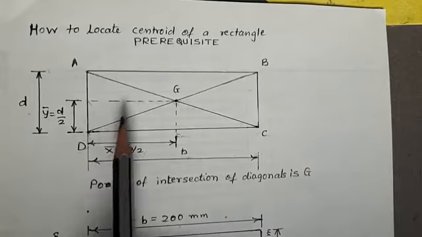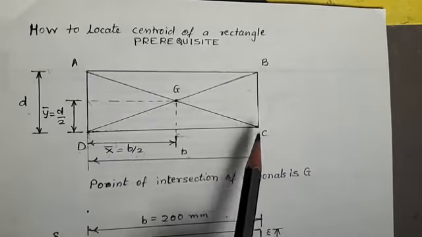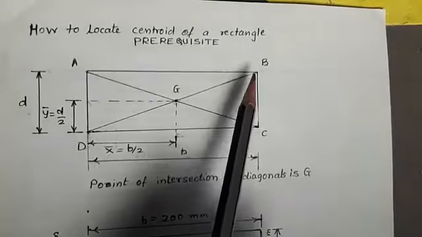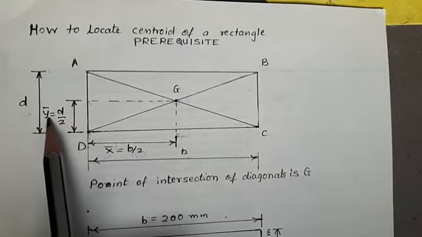Now from the point D, if I want to locate the distance, this horizontal distance, suppose CD is B, then half of B, that is B by 2, is x bar, and if this vertical distance BC is D, then half of D, that is D by 2, is y bar.